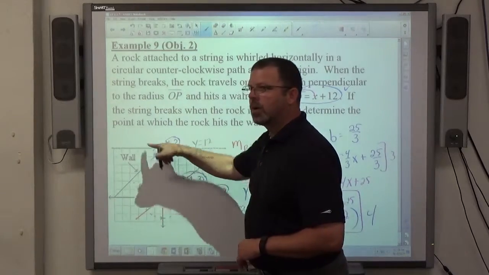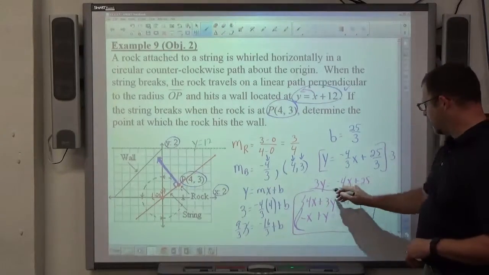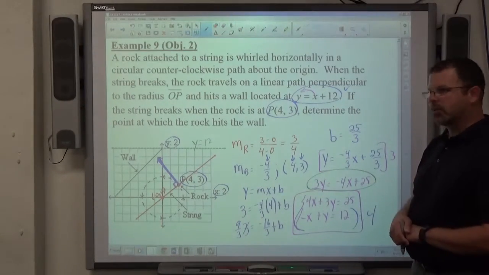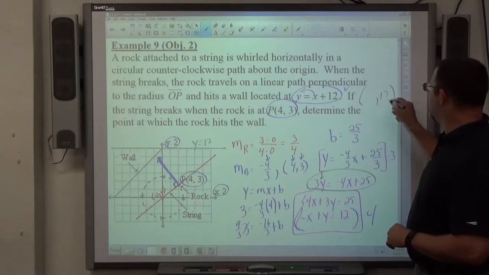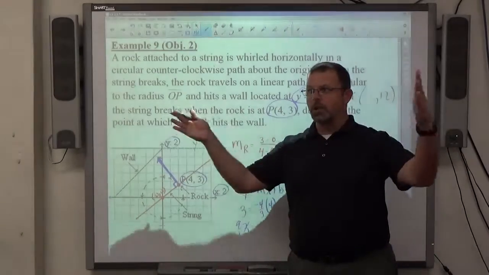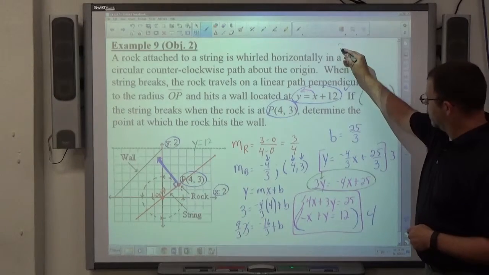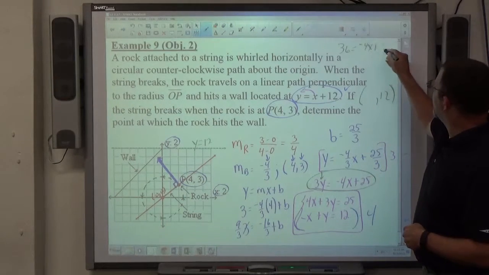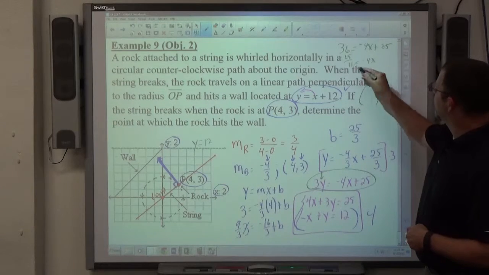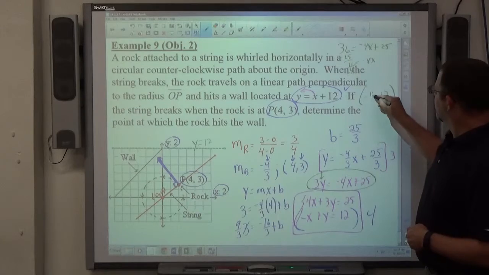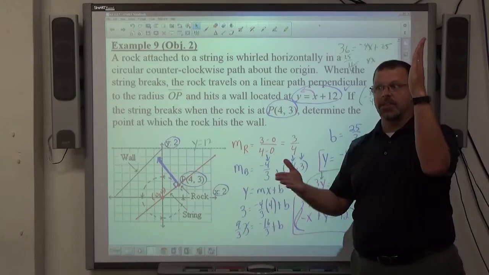We want to know where the rock hits the wall. Y equals 12, right? The equation of the rock is this equation right here, and y equals 12. Change that to a 12. So the answer is something comma 12 because that's the y coordinate of the wall. It's got to hit the wall where the wall is. So basically you just have to find the x coordinate. So we get 36 equals negative 4x plus 25. Move the 25 over. You get 11 equals negative 4x, which gives me negative 11 fourths, comma 12.